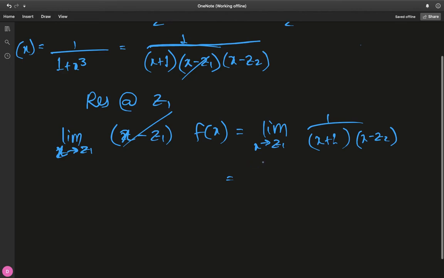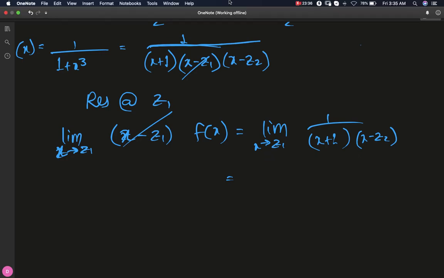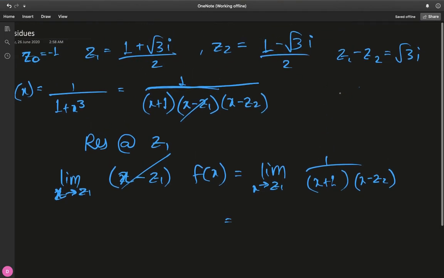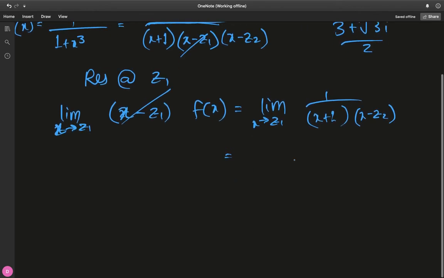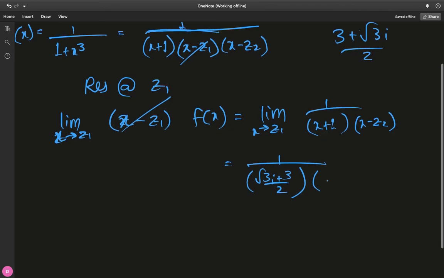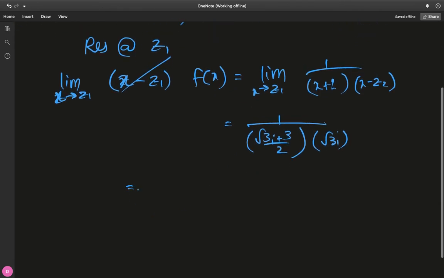And yeah, let's just write it out. And z1 plus 1 is basically this plus 1, which will be 3 plus square root 3i over 2. So now we have 1 over square root 3i plus 3 over 2 times square root 3i. The 2 will go on top. We have 2 divided by 3 times square root 3i minus 3. We multiplied by this square root 3i everywhere inside.